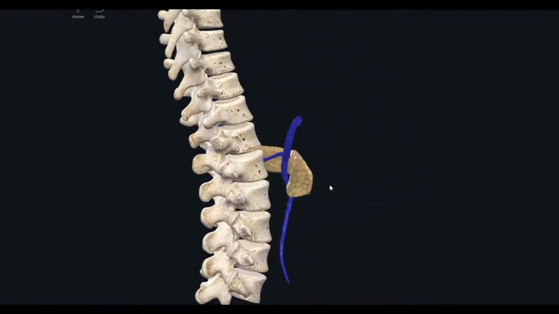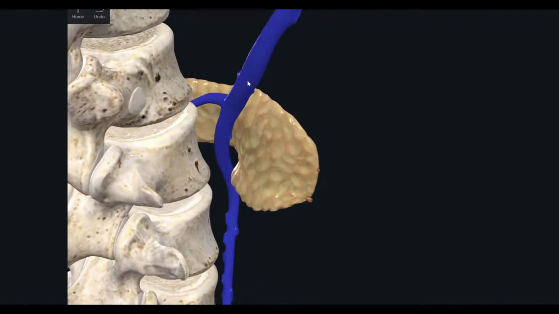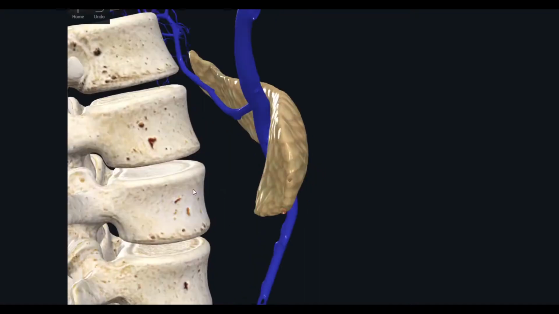After rotating the structure posteriorly, you can see that just behind the neck of the pancreas, there is the conjunction of the portal vein. This is the portal vein. Then we have the splenic vein that goes along this side, and then we have the superior mesenteric vein. Okay, so portal vein, the splenic vein, and the superior mesenteric vein. Keep that in mind.